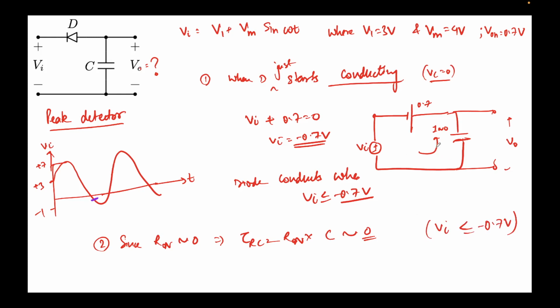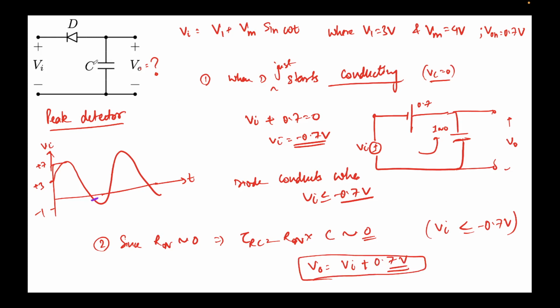So there will be some current flowing. We can clearly see that V0 will be Vi plus 0.7 volts. If I apply KVL over here, that will be Vi plus 0.7 minus V0 equal to 0, and you will get V0 equal to Vi plus 0.7. So we have obtained that V0 equals Vi plus 0.7 volts, right?